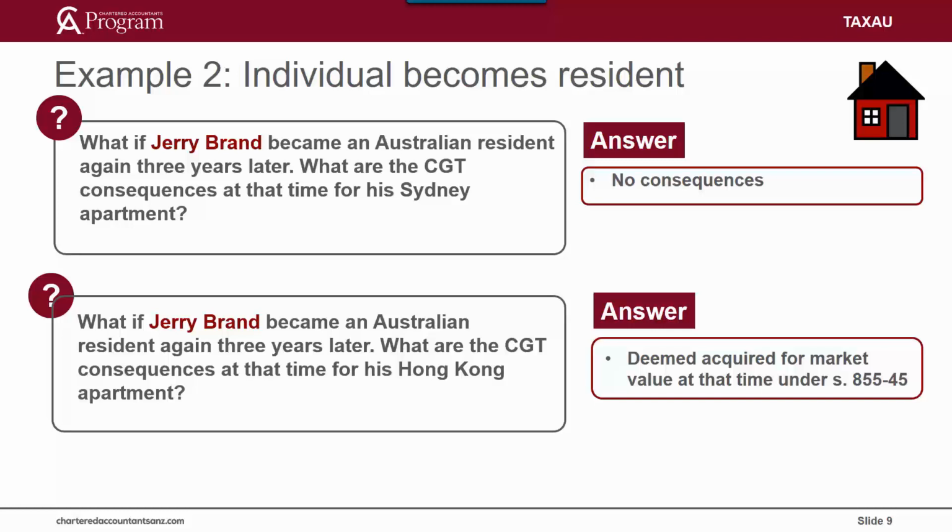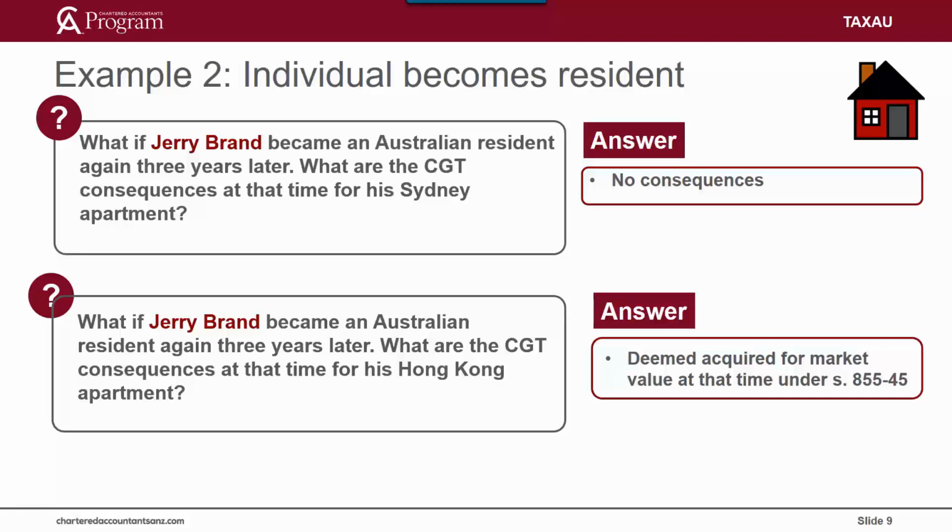Therefore, CGT event I1 applied to deem the disposal of this asset at its market value at the time Jerry ceased to be an Australian resident. And Jerry is deemed to have reacquired this asset for its market value at the time he becomes an Australian resident again under Section 855-45. What this means is that any increase or decrease in the market value of the Hong Kong apartment while Jerry was a non-resident is not subject to tax in Australia.